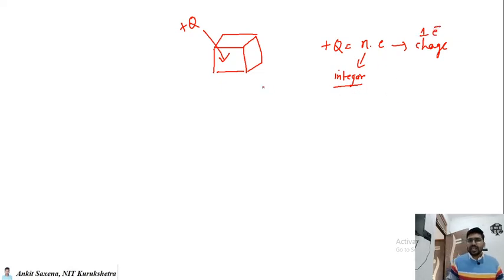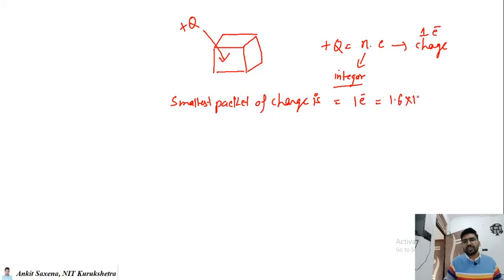So here you can say that the smallest packet of charge is one electron charge, that is equal to 1.6 into 10 to the power of minus 19 coulomb. This is the smallest value of charge. So charge is present in small packets on a body. If we want to calculate the total charge, we have to multiply the number of packets by the value of one packet. So we can say that our charge is quantized.